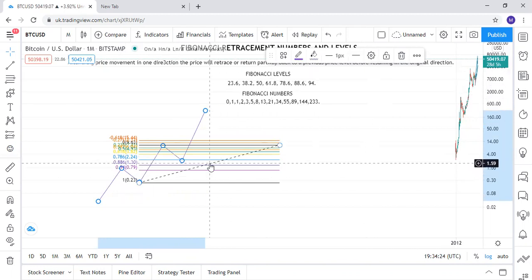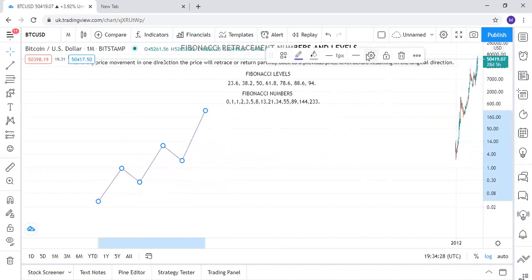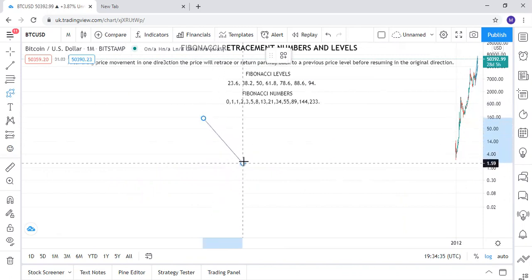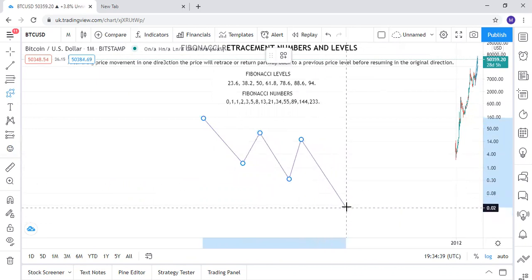Now let me explain the downtrend. Like I said, it is the same principle, just reversed. So that's going to be lower, higher, lower. From the higher high to the higher low. That is impulse and correction.